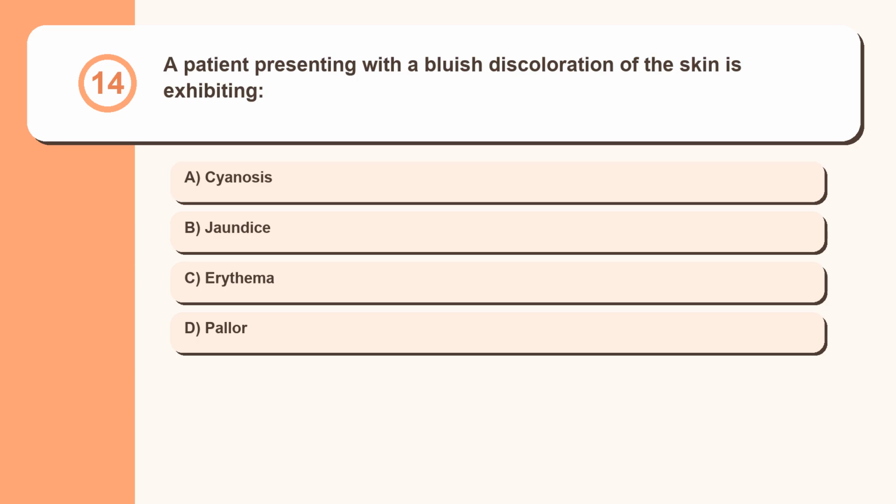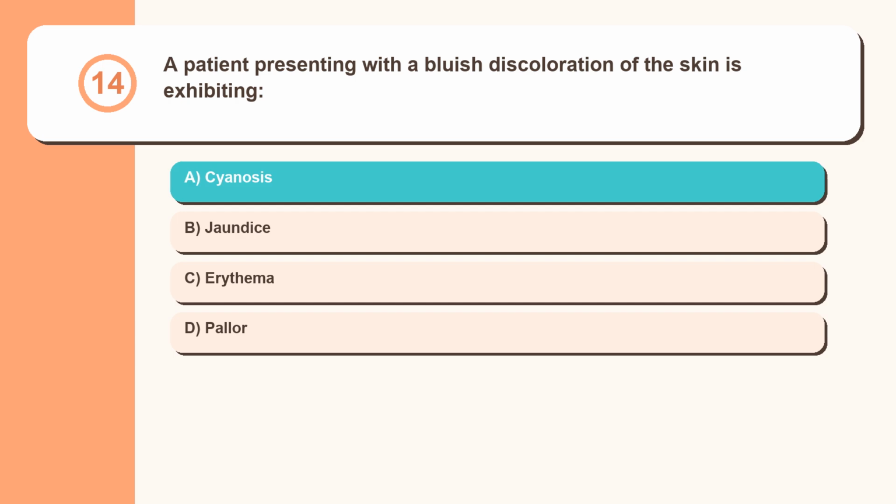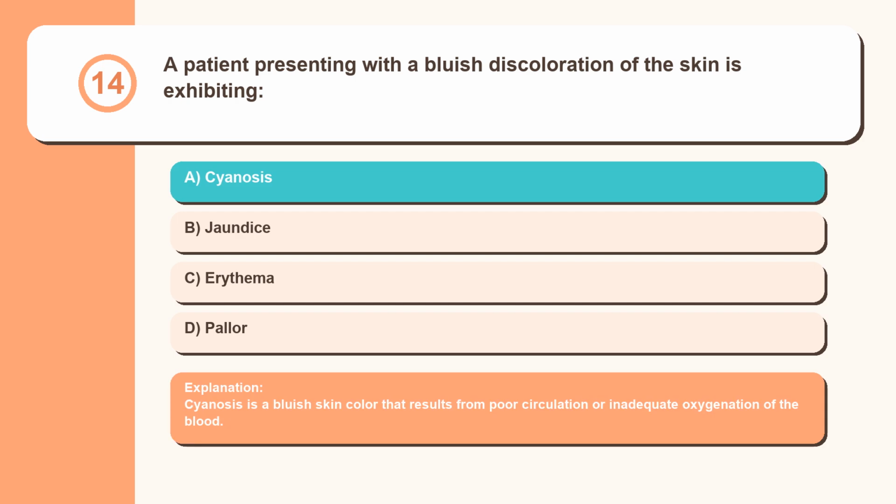Question 14. A patient presenting with a bluish discoloration of the skin is exhibiting cyanosis, jaundice, erythema, pallor. Cyanosis is a bluish skin color that results from poor circulation or inadequate oxygenation of the blood.